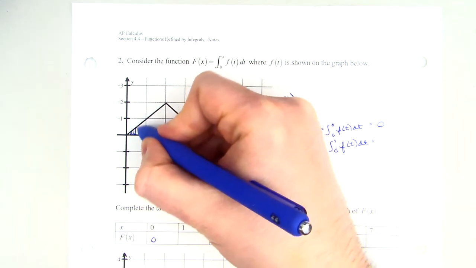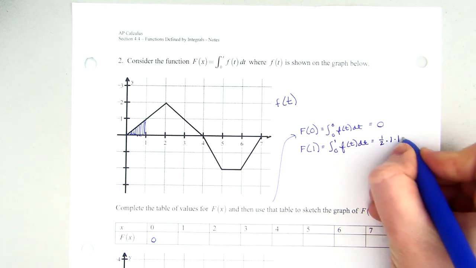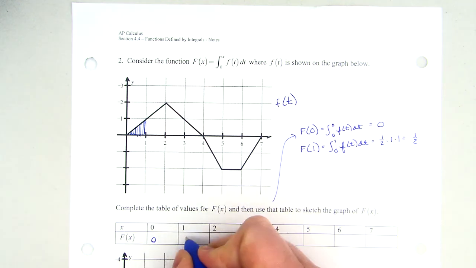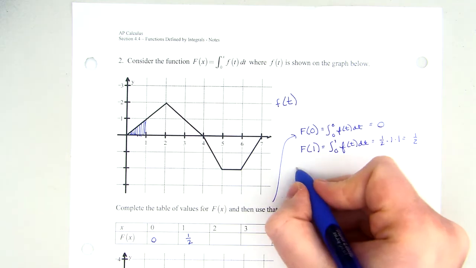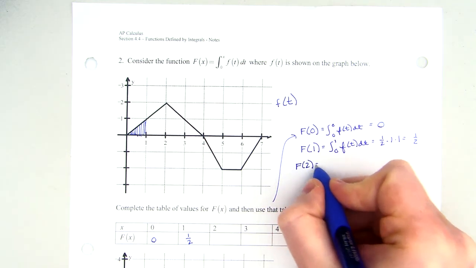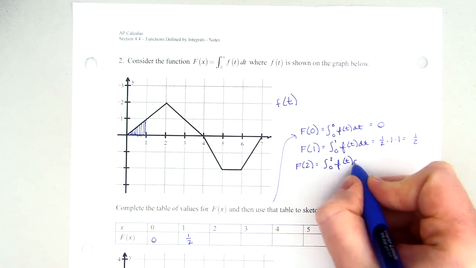Well, I'm going to be dealing with that triangle over there. 1/2 times 1 times 1. I think that's going to be a half. Capital F of 1 is a half. Capital F of 2 is the integral from 0 to 2 of f of t dt.